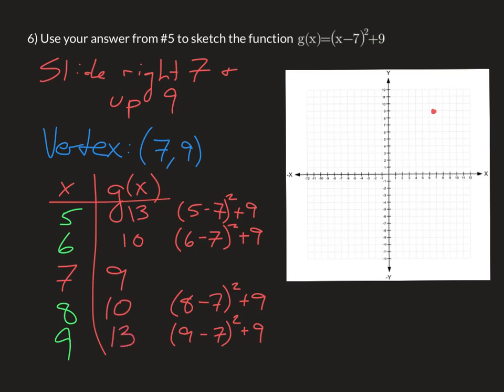So I can graph these other 4 points here. I can't fit 5, 13 or 9, 13 on the graph, but I can find 6, 10 and 8, 10. We see the start of what our parabola would look like, and there is a good sketch of it. Okay, so that is how we can use key features and vertex form to graph a parabola. For now, we are done.